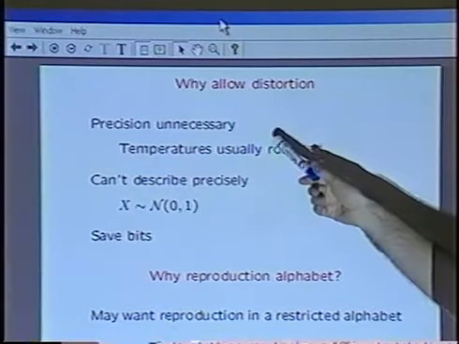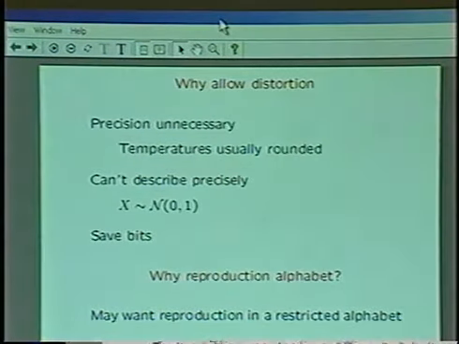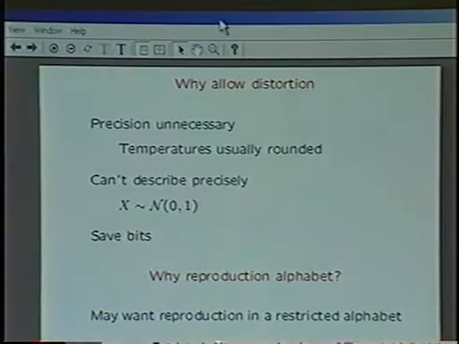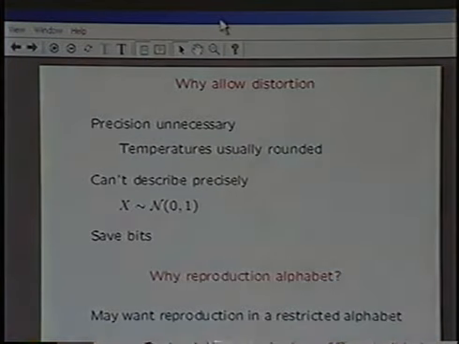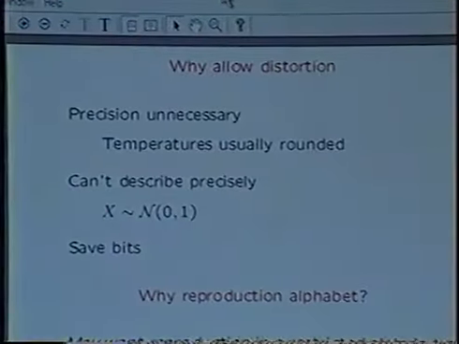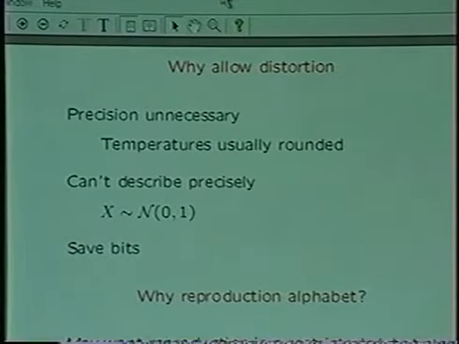Sometimes the exact precision is unnecessary. When people describe temperature, temperature is a real number, but usually they just say the temperature is like 80 degrees or something, or 81 degrees. So we don't care about the actual number.